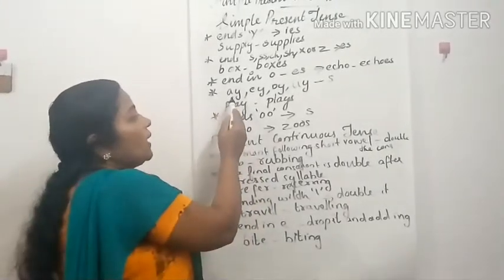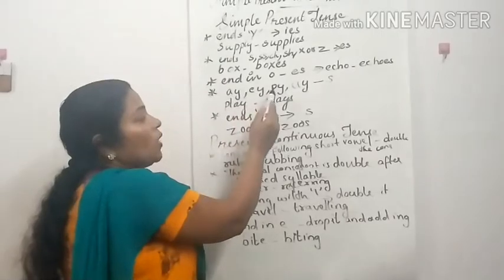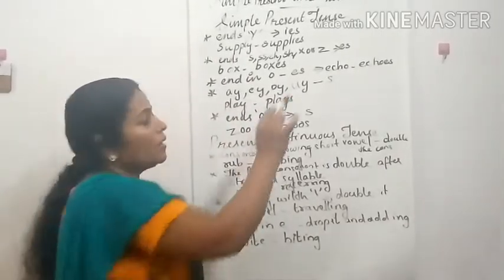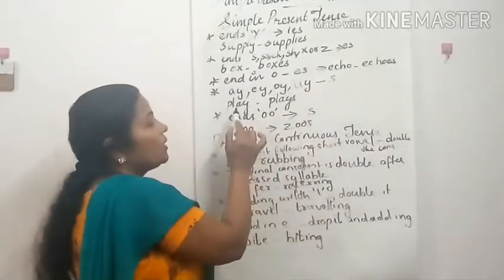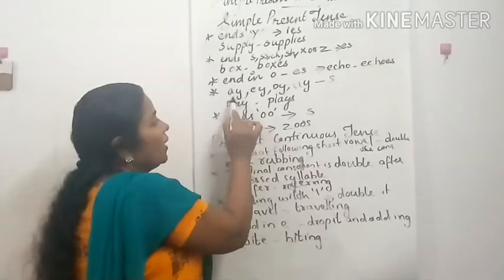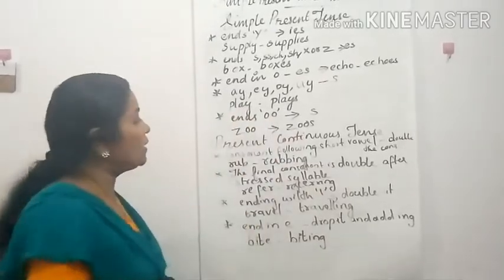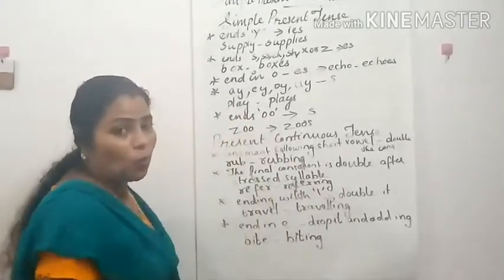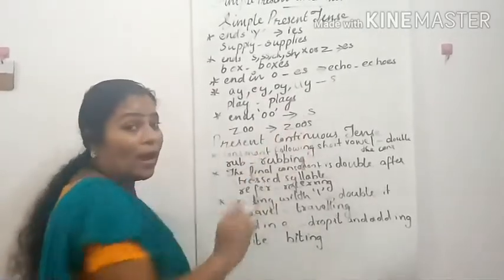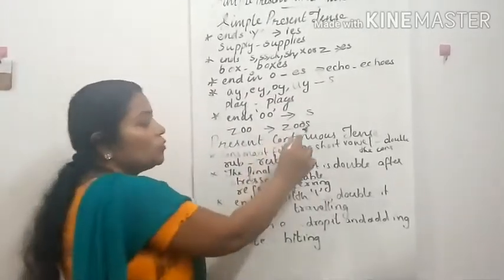Then the words that end with ay, ey, oy, uy. Then you just have to keep it like that and just add s to it, as in the case of play. Play is a word which ends in ay. So add s to it. Then words ending in double o, as in the case of zoo. You just have to add s to it, like zoos.